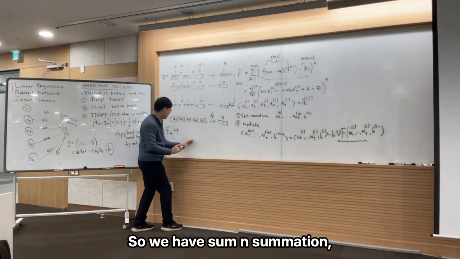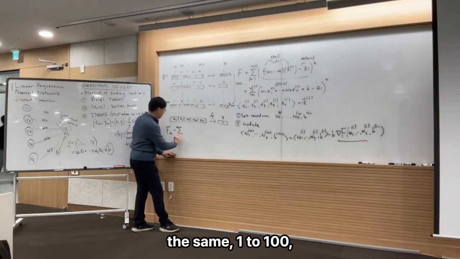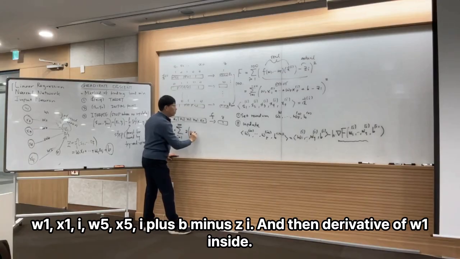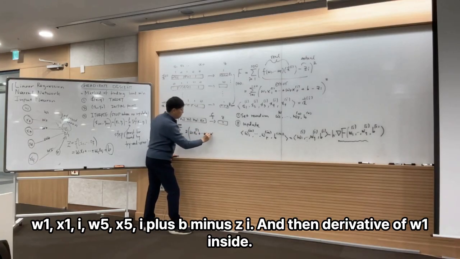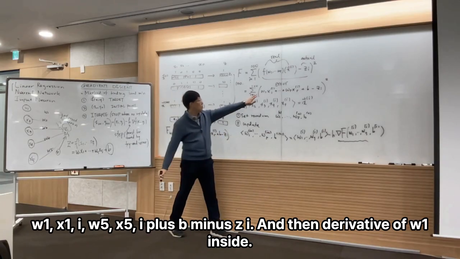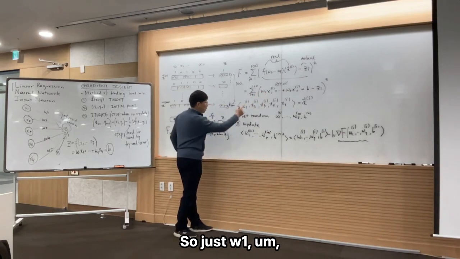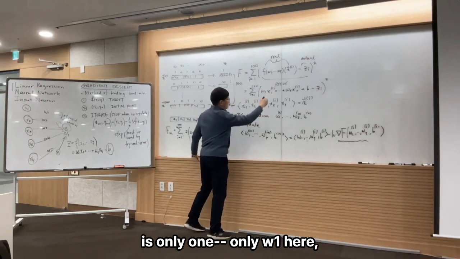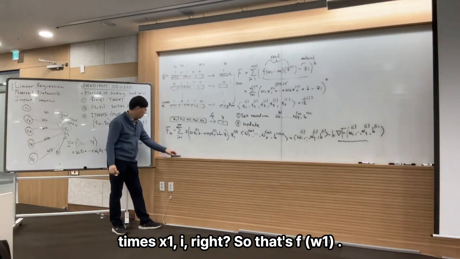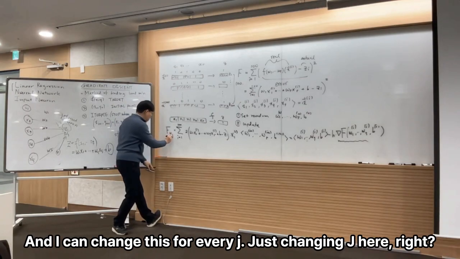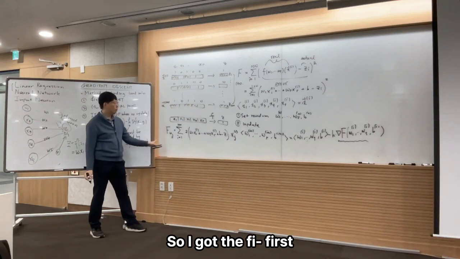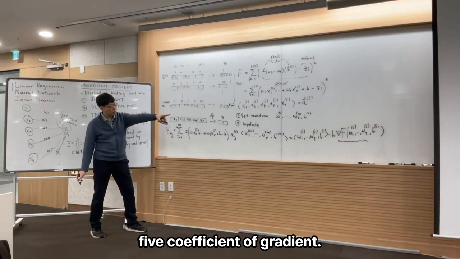So we have the summation, the same, 1 to 100, and then 2 times everything the same, w1 x1 i through w5 x5 i plus b minus y i, and then the derivative of w1 inside. So it's only w1 here, times x1 i, right? So that's f w1, and I can change this for every j, just changing j here, right? So I got the first 5 coefficients of the gradient.